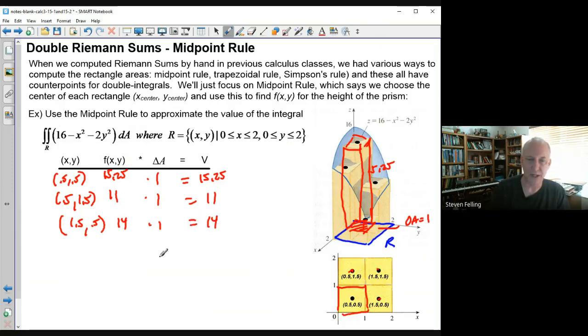And then if you go to this last point, which has an x of 1.5 and a y of 1.5, when you plug 1.5, 1.5 in here, you get a height of 10. And so 10 times 1 is just 10. And then you could add up all those volumes to get 50.25 cubic units, right? And that would be the volume. That's an approximation for the volume.